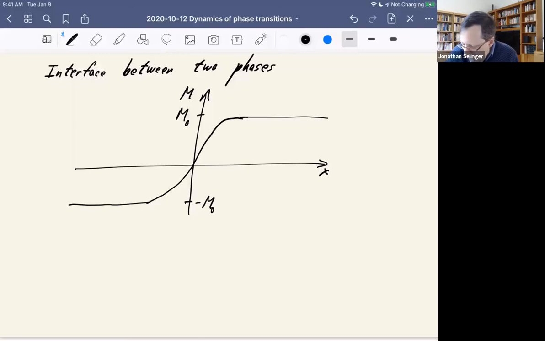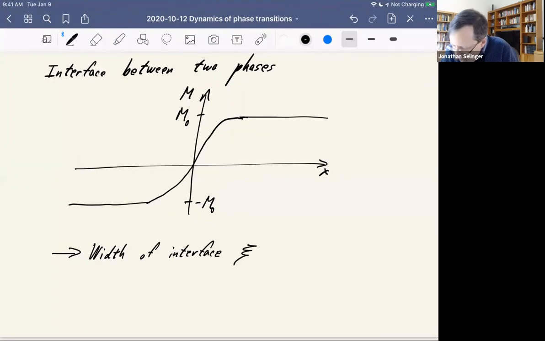Okay? And from doing this calculation, we could extract two kinds of information. One kind of information is the width of the interface. That's this correlation length, psi, which is the characteristic length scale over which this m of x function is changing. That's psi.